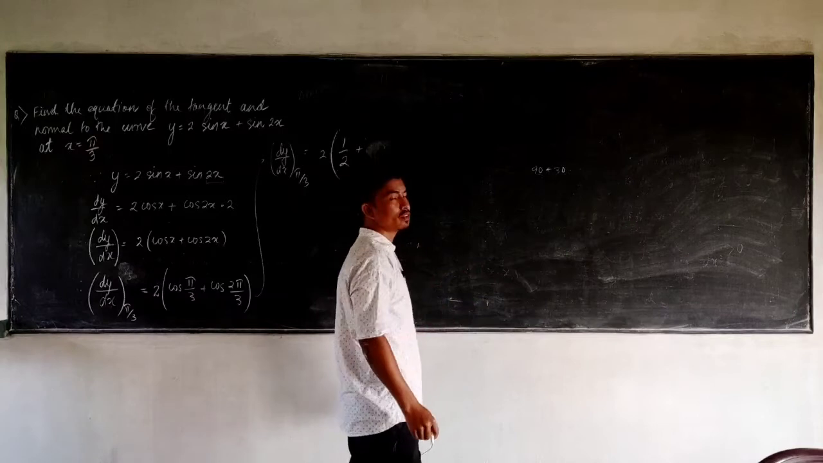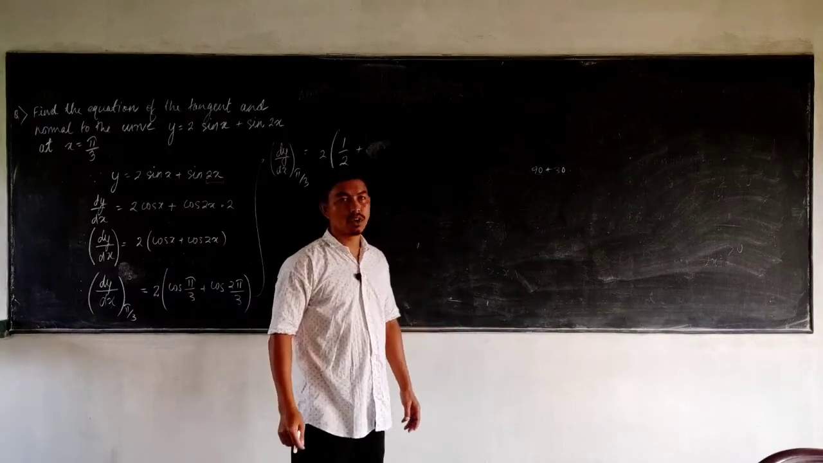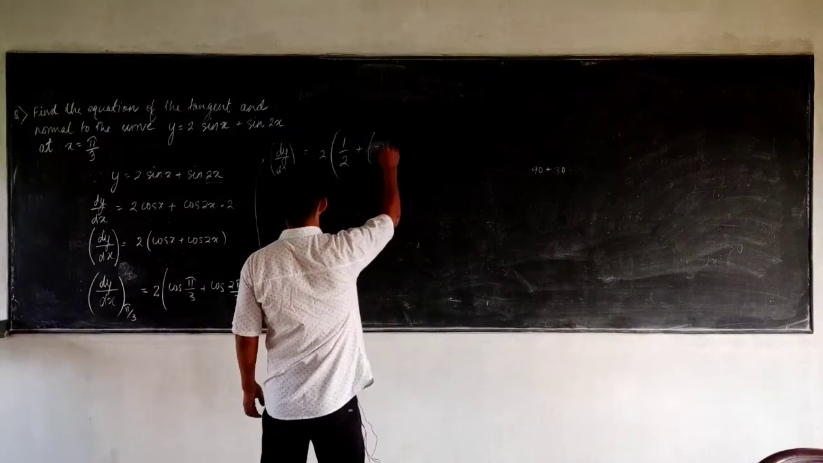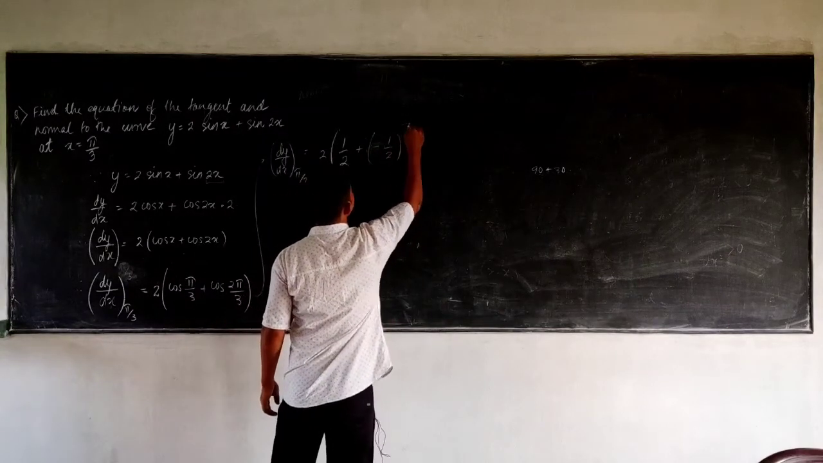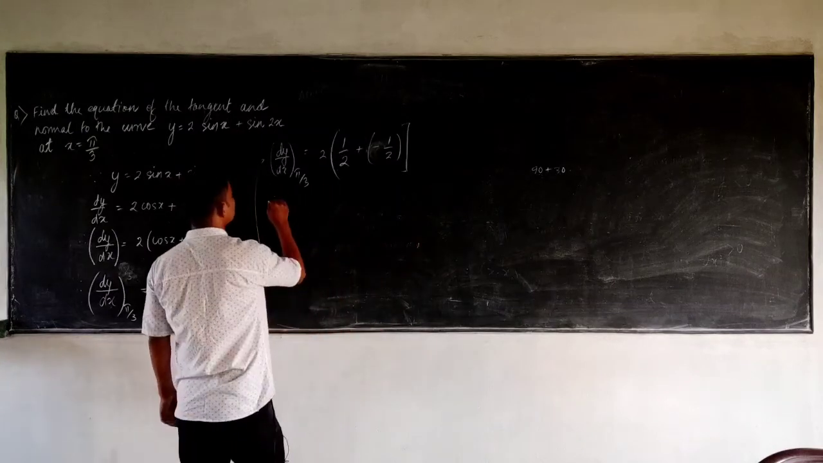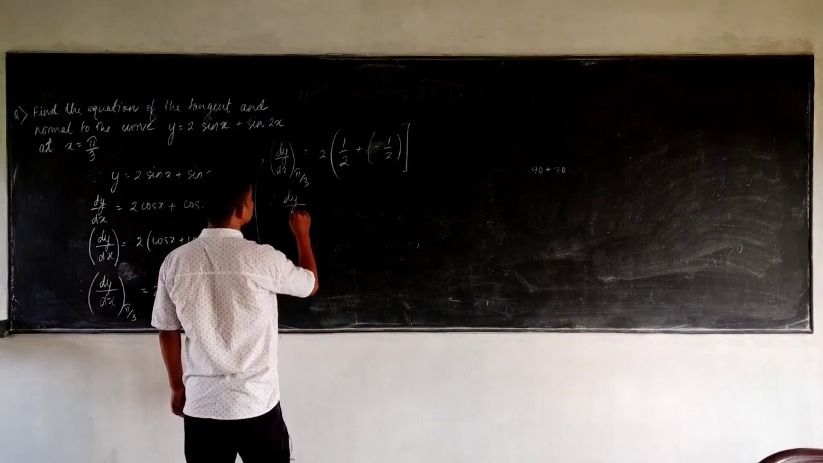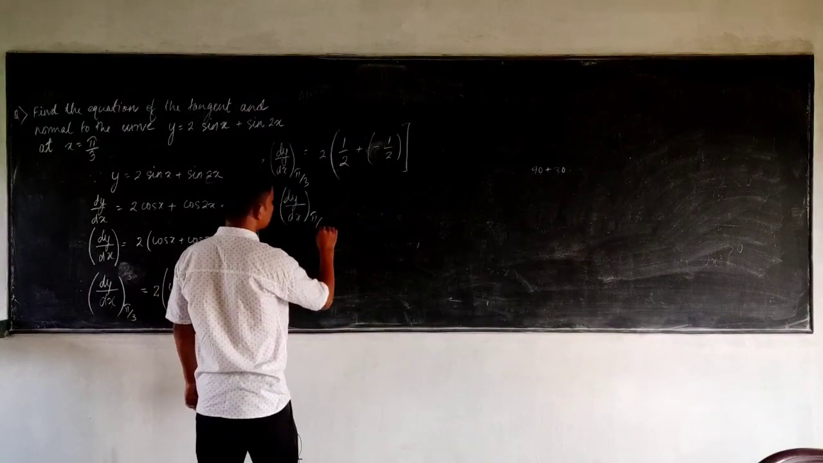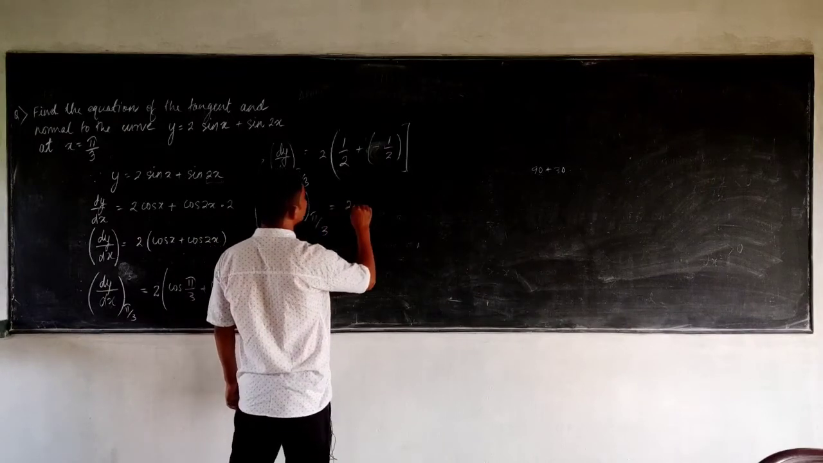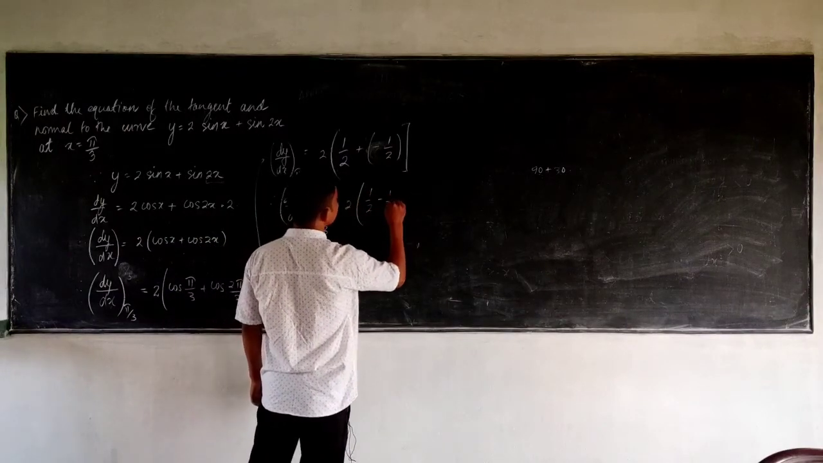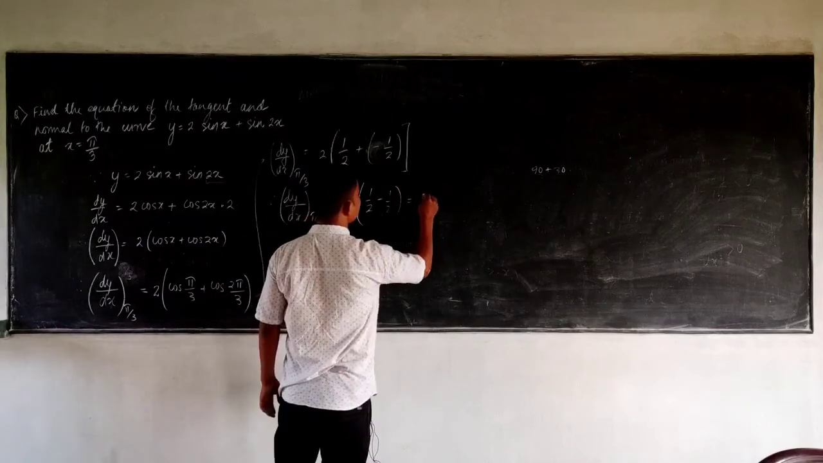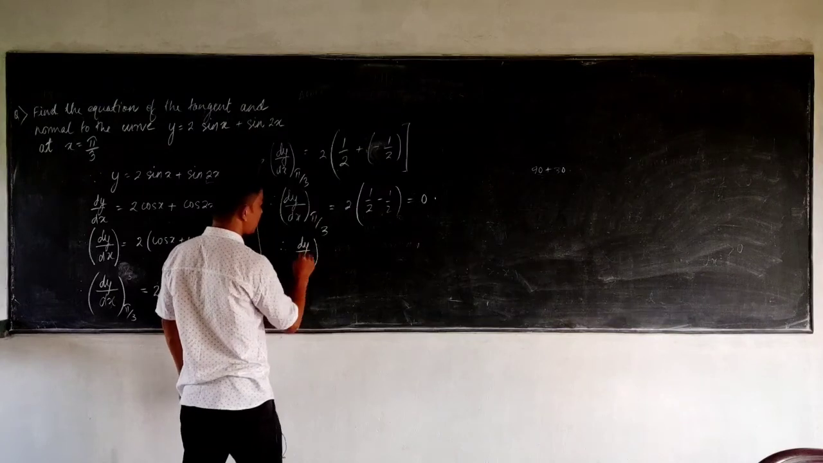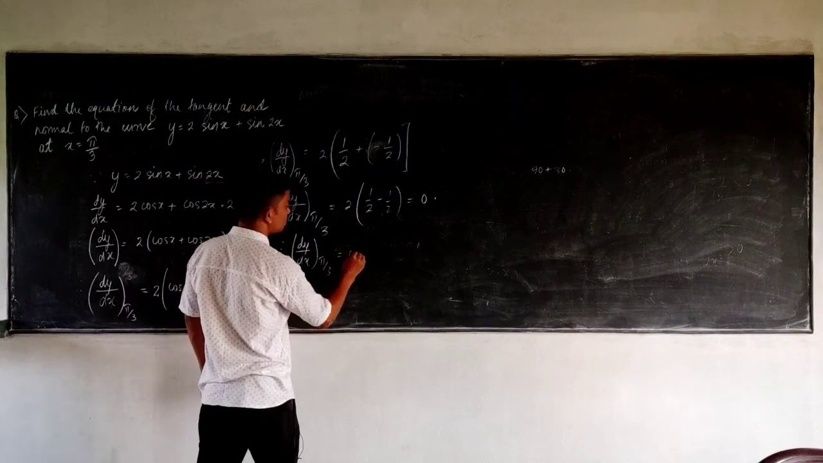This lies in the second quadrant, and in the second quadrant the cos is negative. So it will be plus into minus. What is the value of cos 30? Minus half. Okay, so what do I get? Therefore dy by dx at the point pi by 3 will be equal to 2 into half minus half. Half minus half will give me 0. Therefore the slope is 0, so dy by dx at pi by 3 is equal to 0.